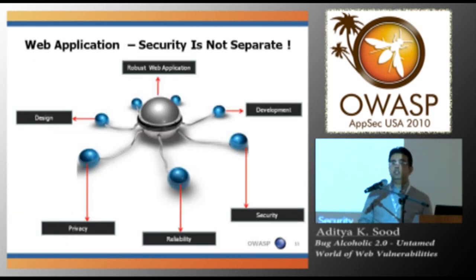And web application security is not a singular component. It actually depends upon a lot of things. So even if you look at this, a robust web application would have good development and a well-profiled security. We have reliability, privacy and design. So if any one of these components is missing, we are going to face some kind of stringency, and that will really impact our stature of using that particular technology.